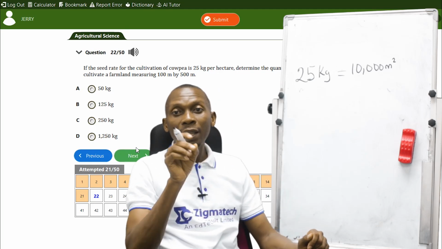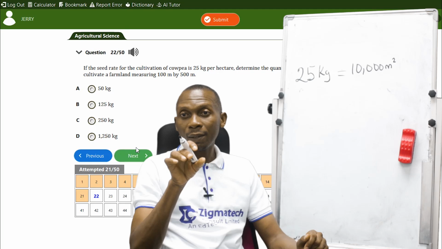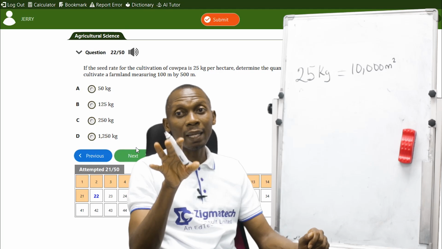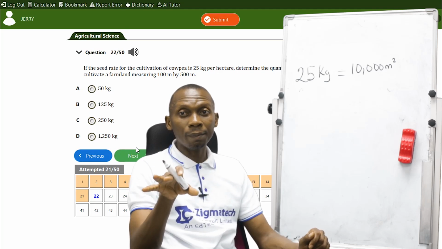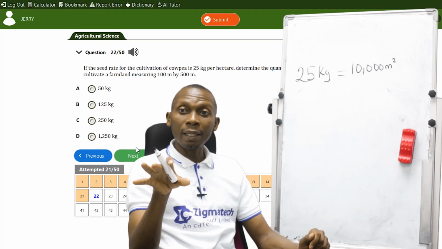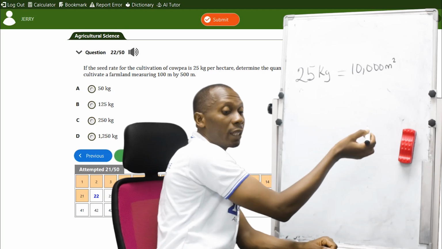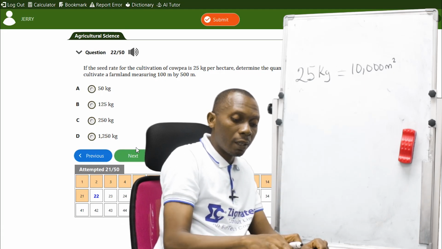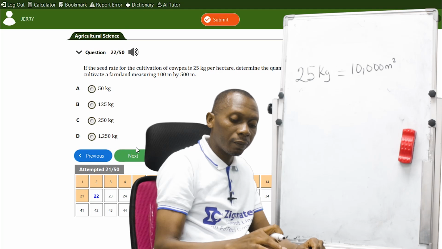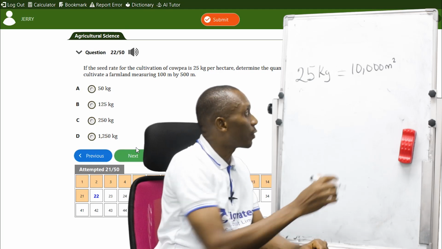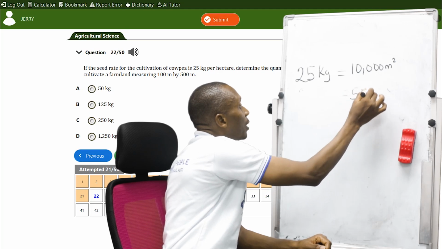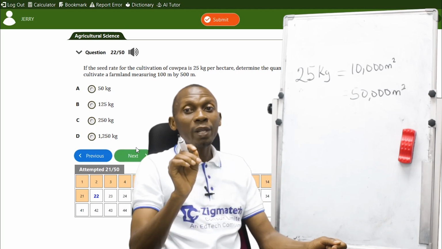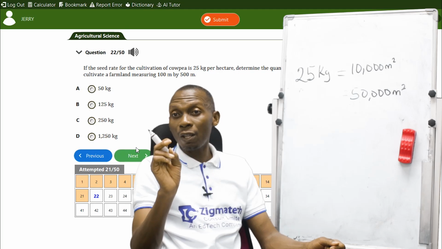They said determine the quantity of cowpea seeds required to cultivate a farmland measuring 100 meters by 500 meters. So we need to calculate the area of farmland, that is 100 meters by 500 meters. We're going to multiply that to get the area of the farmland. Of course that's just 100 times 500, which gives us 50,000, okay? So that means the area of land they are referring to, remember the seed rate is 25 kilograms per hectare.